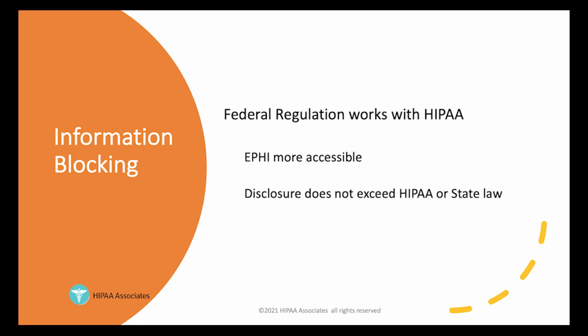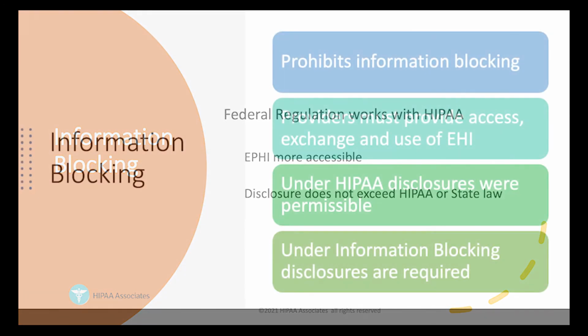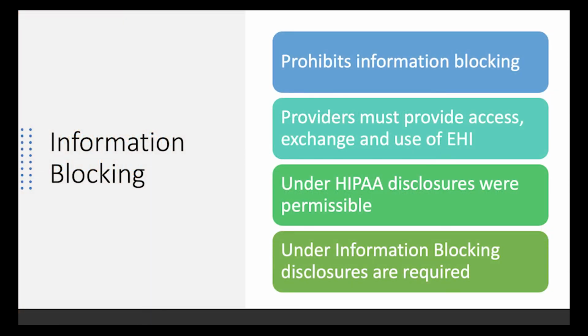This is a federal regulation that works in conjunction with HIPAA to make EHI more accessible to the patient for treatment and other permissible purposes, and it's not meant to require disclosure of EHI that is not permitted by HIPAA or state law. The information blocking rules prohibit information blocking and direct the provider to fulfill requests for access, exchange, and use of EHI held in a designated record set.